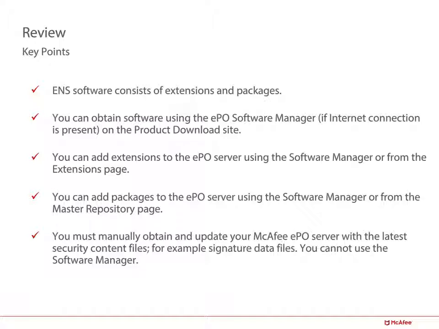So in review, the key points that we have is always remember the ENS software has extensions and packages. How do I get the software? I can use the software manager if I have where the EPO server is connected to the internet, or I can go out and go to the product download site and put in my grant number and download the software then. I can add the extensions to the EPO server using the software manager or the extensions page. I can also add the packages using the software manager or go to the master repository page.